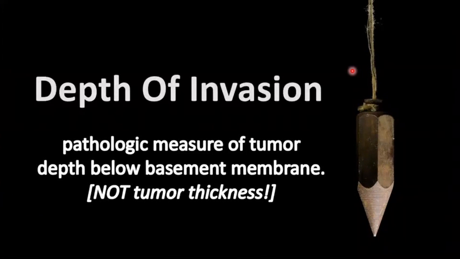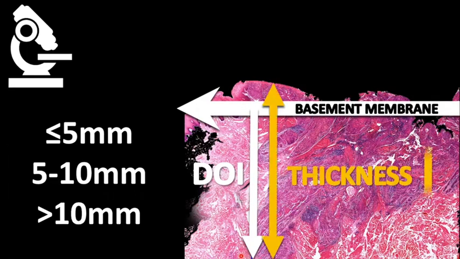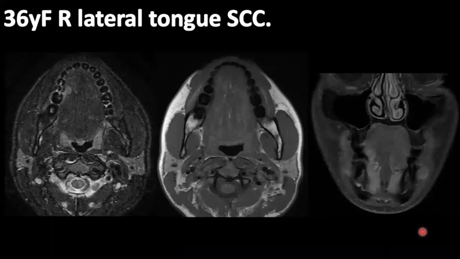So DOI is really just dropping a plumb line. It's the depth of invasion or the depth below the basement membrane that a tumor is growing. It's not how thick your tumor is on imaging. It is how deep it is growing below the basement membrane, and they literally do a horizontal line and then a plumb line down. So tumor thickness is a different measure. And if you have an exophytic heaped up tumor, it's going to overestimate your DOI. And if you have an ulcerative endophytic tumor, then measuring the thickness is going to underestimate the DOI. But regardless, DOI is a pathologic measurement.